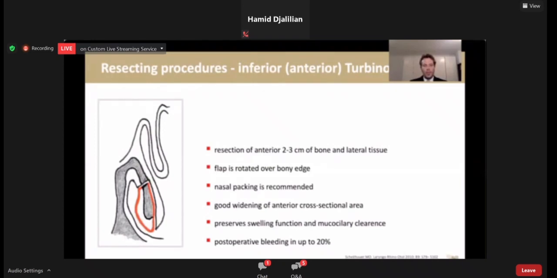The good thing is you have a good widening of the cross-sectional area in that part of the nose. There is no exposed bony edge, and the swelling mechanism of the submucosal tissue is preserved, as is the mucociliary clearance. A negative fact is that in up to 20% of these procedures there is postoperative bleeding, and this is a little bit higher than in other procedures.